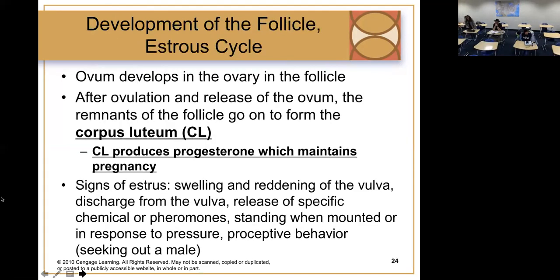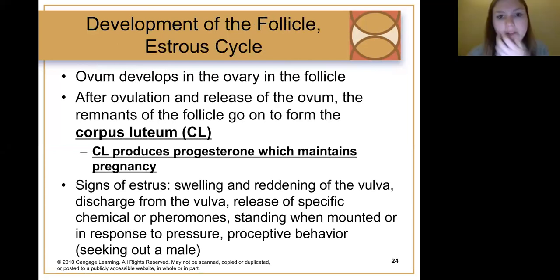So now we're going to talk a little bit about development of the follicle and the estrous cycle. The ovum, or the egg, develops in the ovary in the follicle. So after ovulation and release of the egg, the remnants of the follicle, what's left, will go on to form what is called a corpus luteum, or the CL. In repro, we always just called it the CL, but the technical term is the corpus luteum.